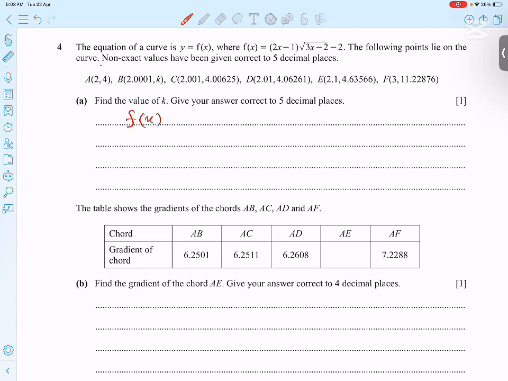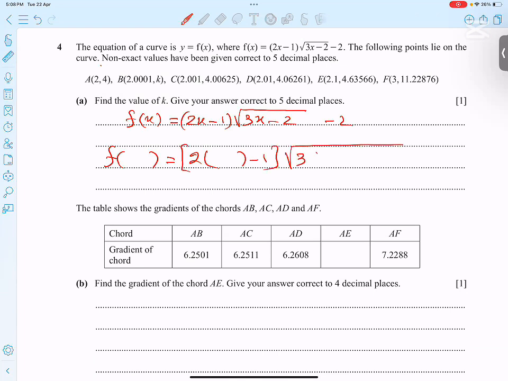So first of all, I'm copying f of x. So 2x minus 1, in the square root I have 3x minus 2, and negative 2. So how many x's, I will leave empty spaces. Then I replace every empty space by what number? 2.0001. Three zeros, make sure. So 2.0001. And if I type this in calculator, because we write it to 5 dp's.